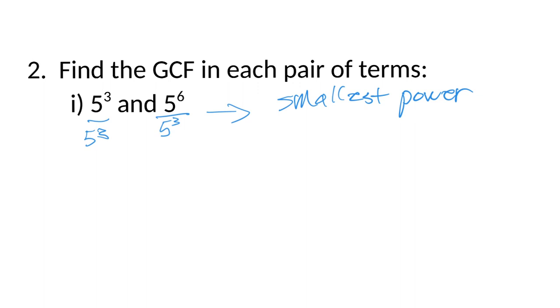In this case, this is going to be the smallest power, and the smallest power is 5 to the 3. That is our GCF. I said GCD, which is greatest common divisor. I apologize, sometimes I mix that up.